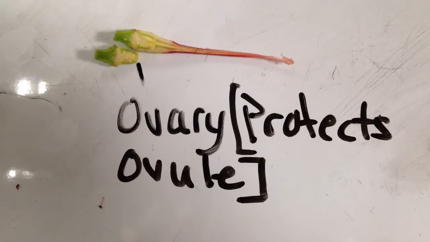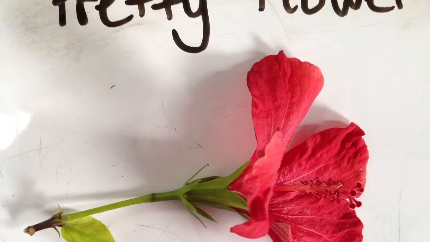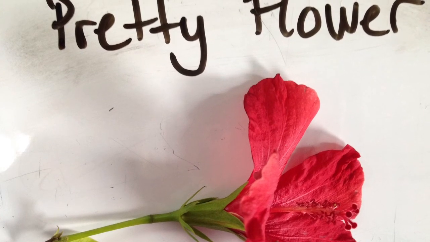The ovary is at the base of the style. It protects the ovules, which will then become seeds. The male gamete enters the ovary and into the ovules to fertilize the soon-to-be seeds. The ovules will become seeds, and the ovary will turn into the fruit that contains the seeds. And that's the flower.